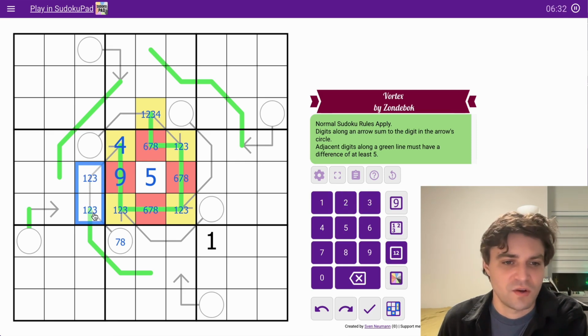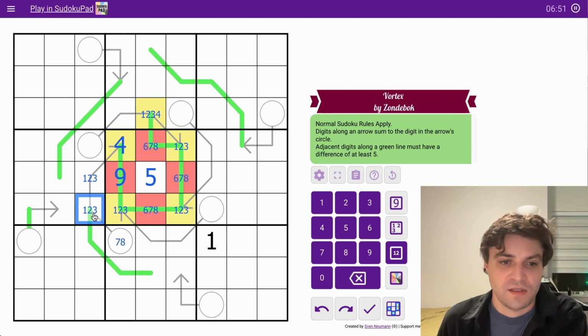Sometimes I use the corner pencil marks for this, but we're going to need a 1 in one of these cells. The other one is either going to be a 2 or a 3, and then that's going to identify whether this is a 7 or an 8. Cool. That was maybe helpful.